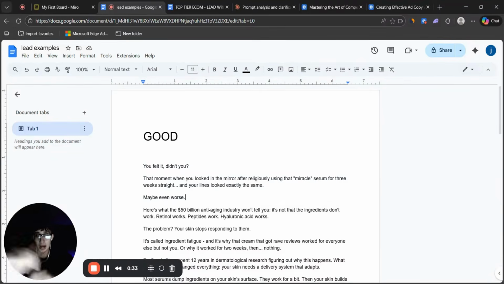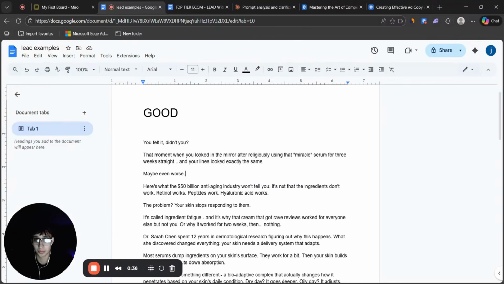Okay. First one: "You felt it, didn't you? That moment when you looked in the mirror after religiously using that miracle serum for 3 weeks straight, and your lines looked exactly the same." Okay, that's already personalized, because people are so desperate to get rid of their lines, wrinkles, crow's feet, that they use these bottles of serums religiously. That's personalized, right? "You felt it, didn't you?" It calls them out, but what did they feel? They want to know, so they keep on reading.